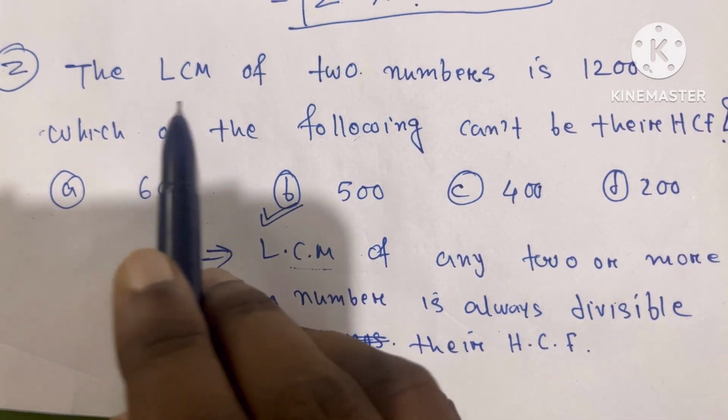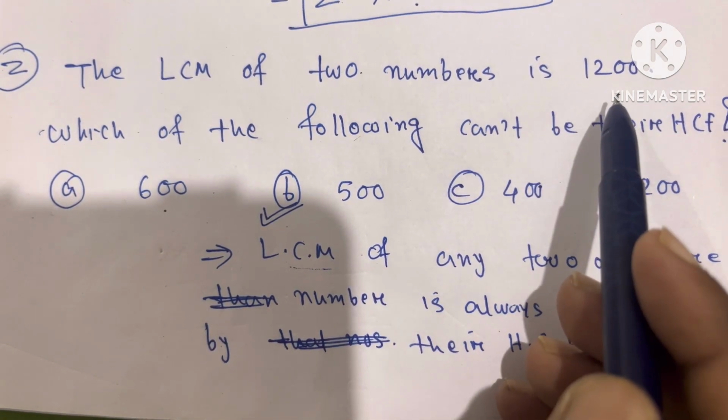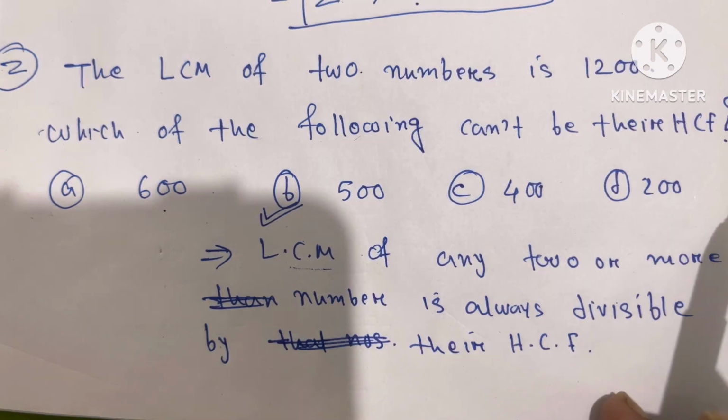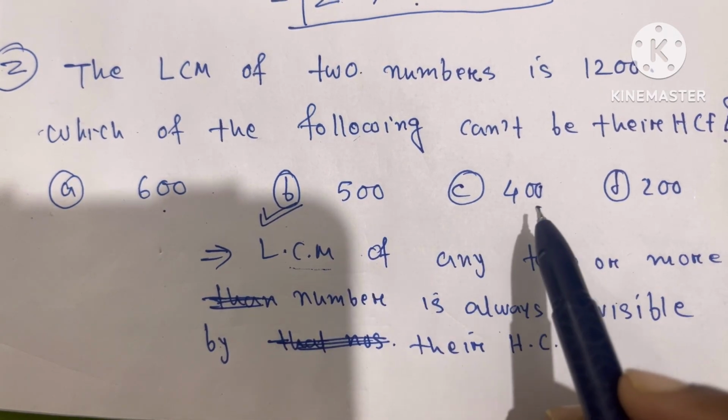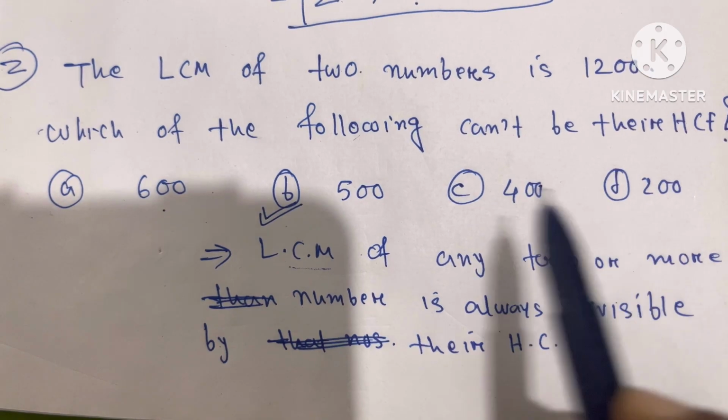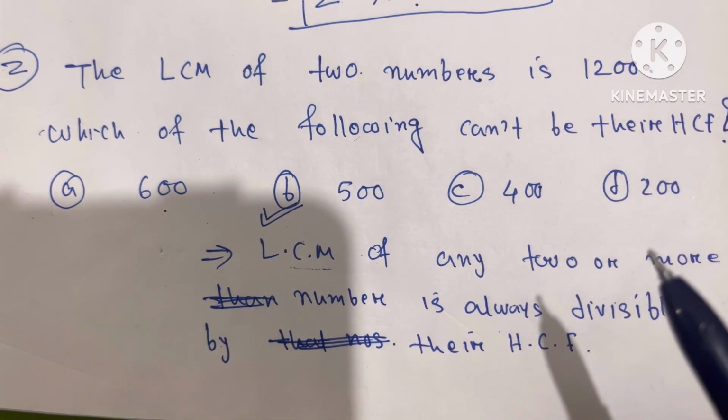So question number 2. The LCM of two numbers is 1200. Which of the following cannot be their HCF? Option A is 600, option B is 500, option C is 400, option D is 200. I have already given the tick: option B is correct. Why is option B correct?